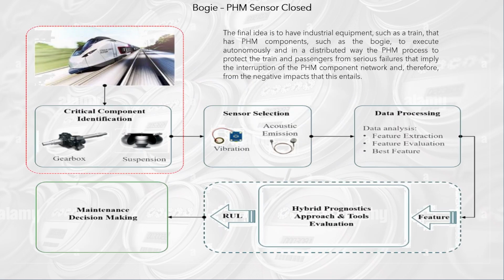The final idea is to have industrial equipment, such as a train, that has PHM components, such as the bogie, to execute autonomously and in a distributed way the PHM process to protect the train and passengers from serious failures that imply the interruption of the PHM component network and, therefore, from the negative impacts that this entails.